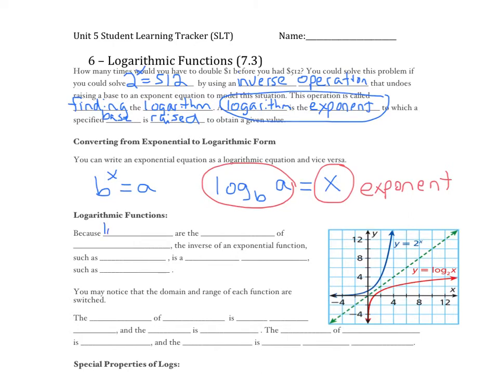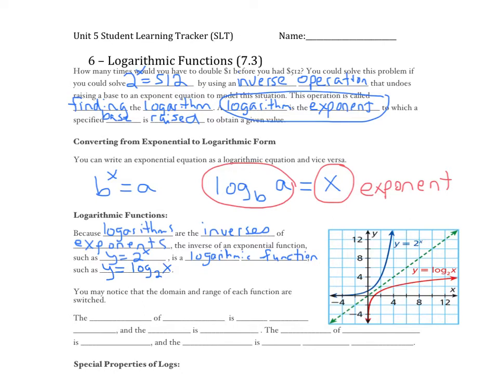So if we look at a logarithmic function below, because logarithms are the inverse of exponents, the inverse of an exponential function, such as y equals 2 to the x, is a logarithmic function, such as y equals log base 2 of x.